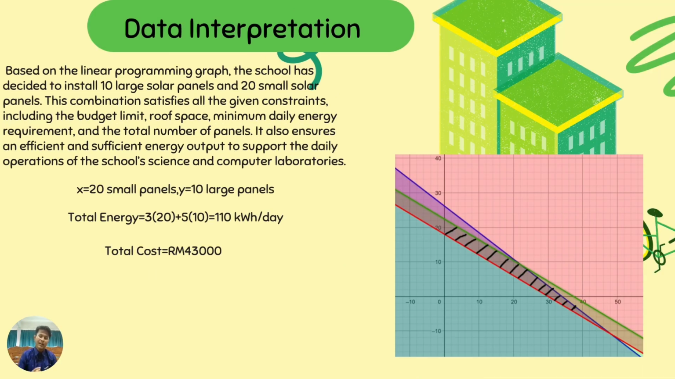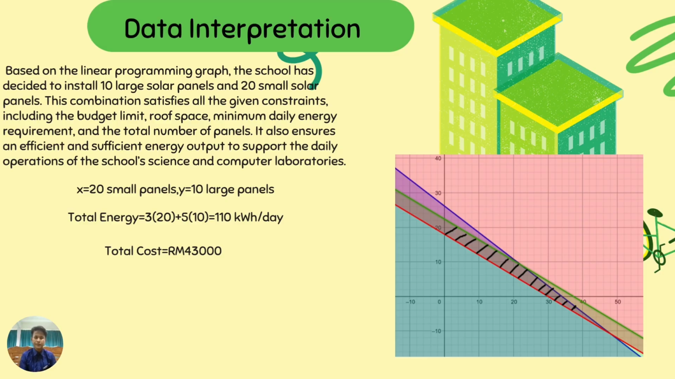We continue with data interpretation. Based on the linear programming graph, the school has decided to install 10 large solar panels and 20 small solar panels. This combination satisfies all the given constraints, including the budget limit, roof space, minimum daily energy requirement, and the total number of solar panels. It also ensures efficient and sufficient energy output to support the daily operation of the school science and computer laboratories.